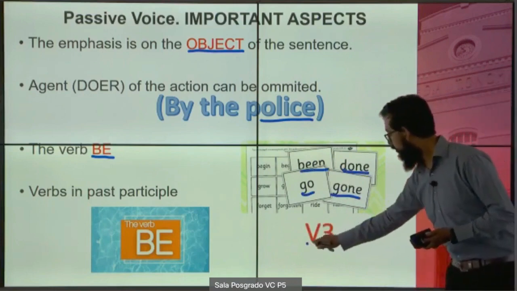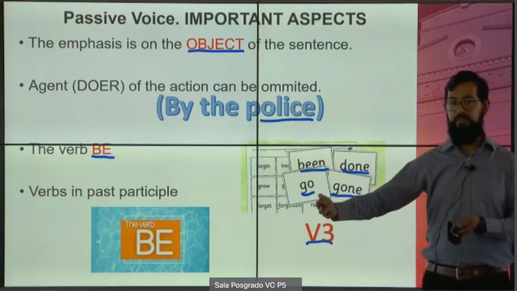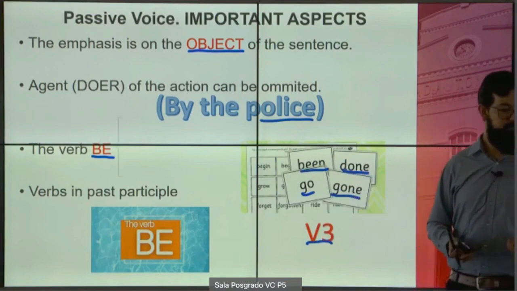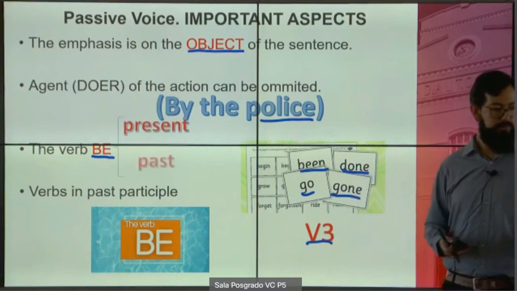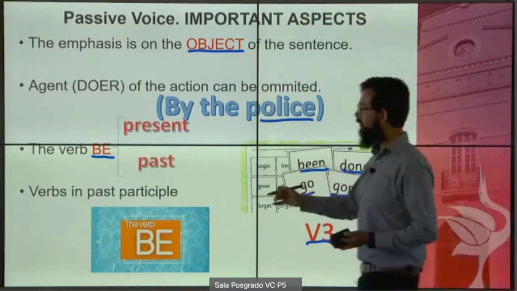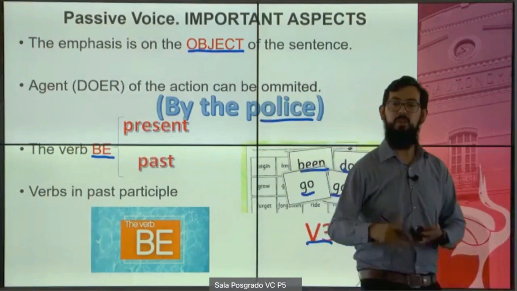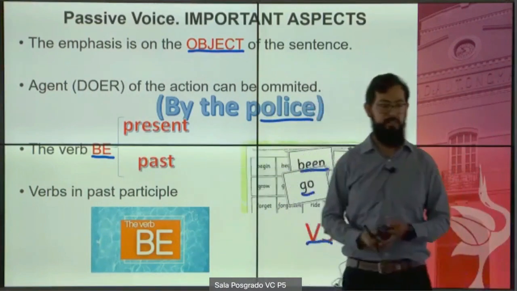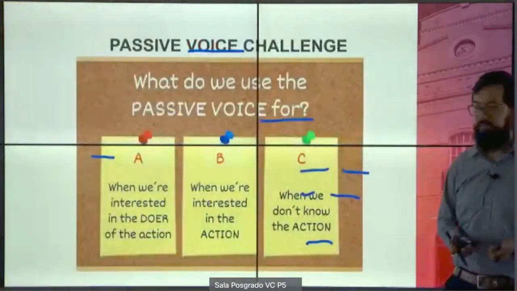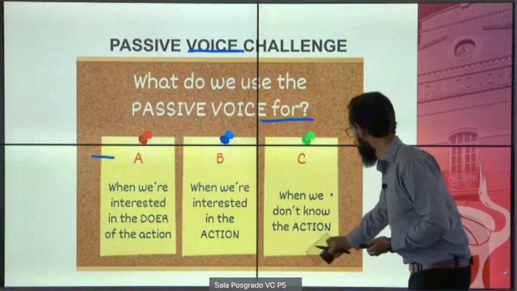You can see it as V3. When you have a column of verbs, it's the third column, or a chart of verbs. Okay, continue. Here, the verb to be can be in present or past, or other tenses. But today, only present and past. Right, let's continue. Another challenge. I like to give a lot of challenges for you.